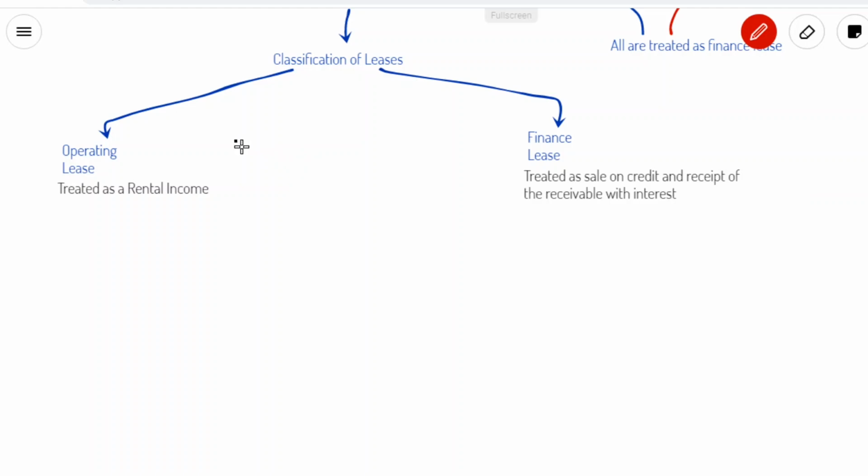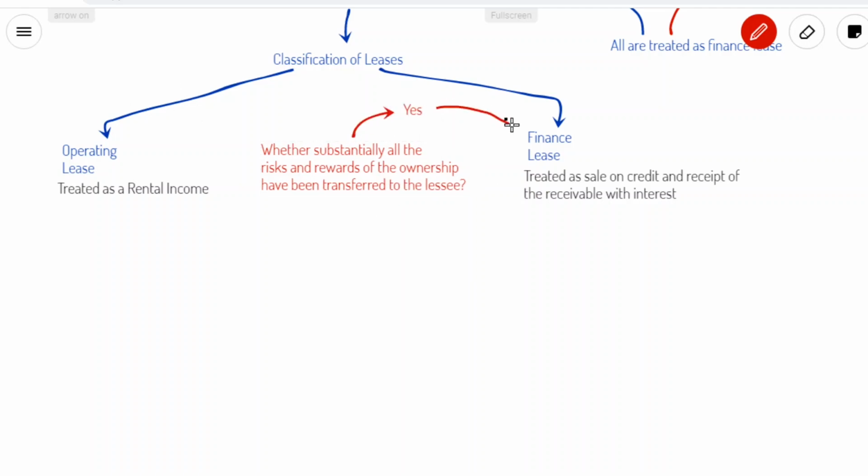So how do we decide whether a lease is a finance lease or an operating lease? IFRS 16 gives very rich guidance as to how to decide that, and it basically says that when substantially all the risks and rewards of ownership have been transferred to the lessee, then it would be considered a finance lease. Basically, it's saying that when the entire asset is substantially sold to the lessee in substance, then it would be considered a finance lease.